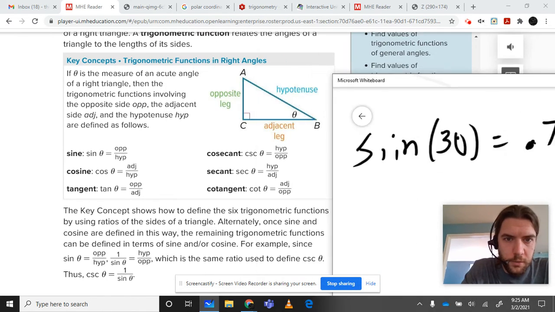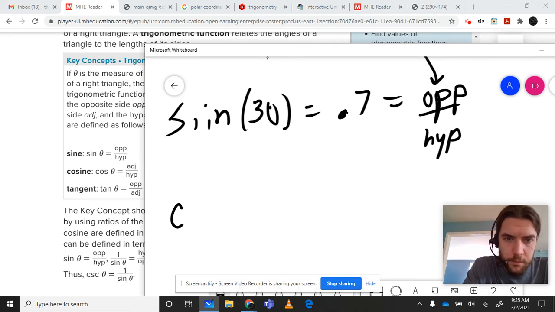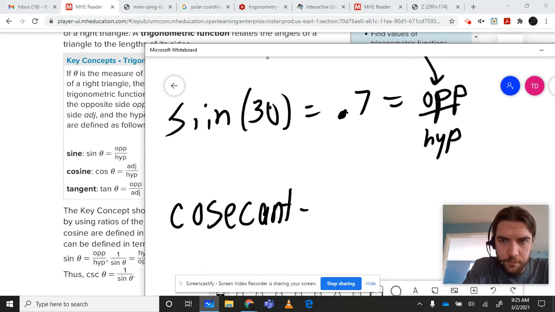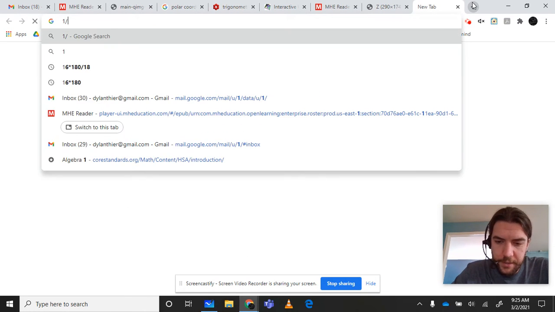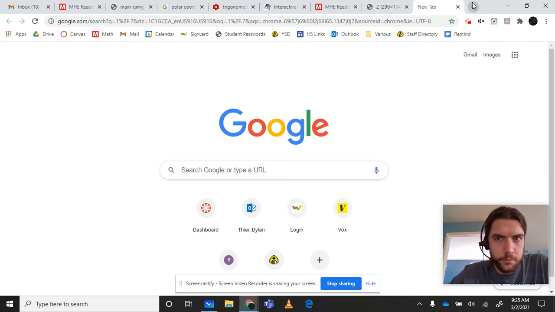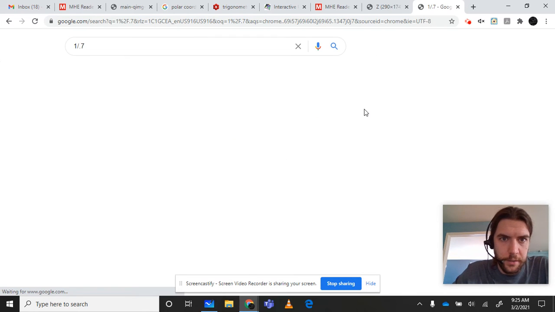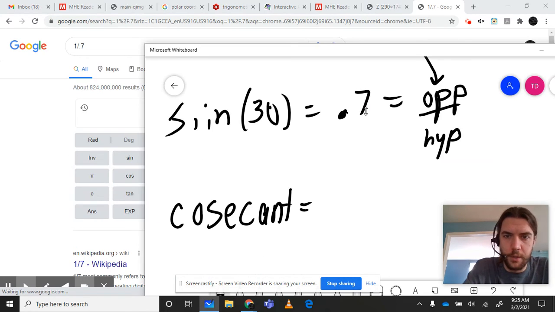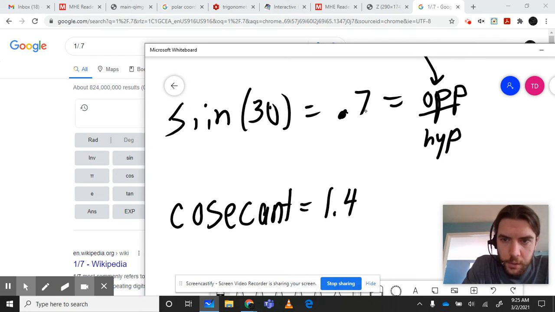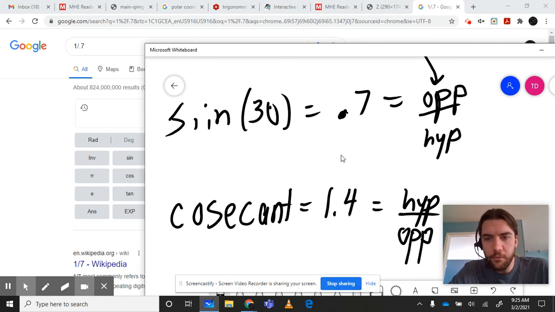Now, if we were to use cosecant, which is the inverse of sine, the value we would get is just 1 divided by that. That gives us about 1.4. So that just means that our hypotenuse is 1.4 times larger than our opposite side. So it's the same information, it's just depending on which thing you want to talk about.